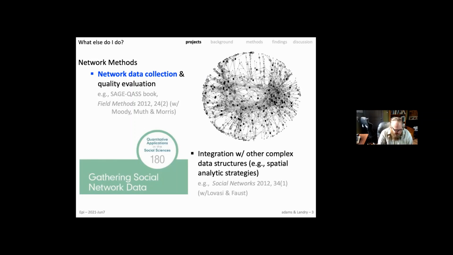And then I'm also really interested in putting network data together with other types of complex data structures. One type of work in this vein has been looking at how network and spatial analytic strategies meld well together. And there's a variety of other things I've done in this vein as well.